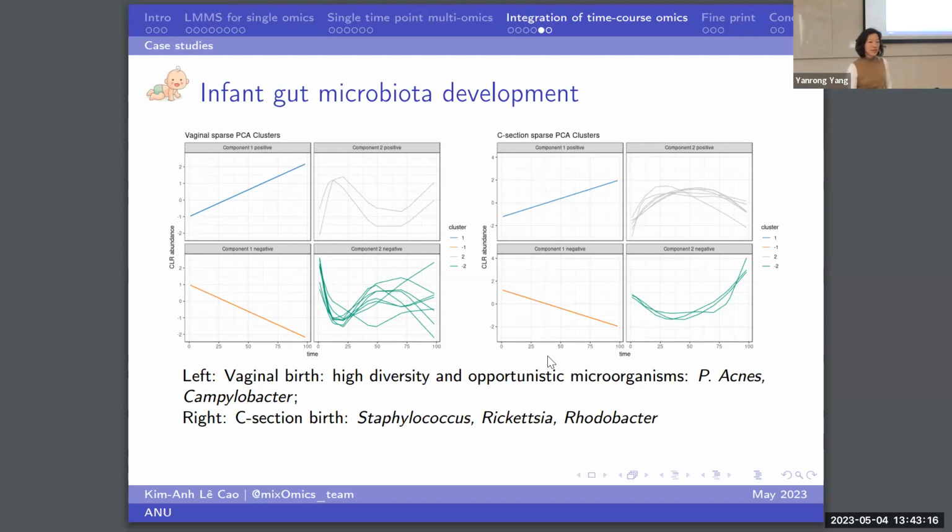And we know that a vaginal birth actually brings a lot of microbiome to the infants, whereas for a C-section they don't. And so you can then start to see that there are different behaviors of the microbiome across time, depending on the way those infants were delivered.